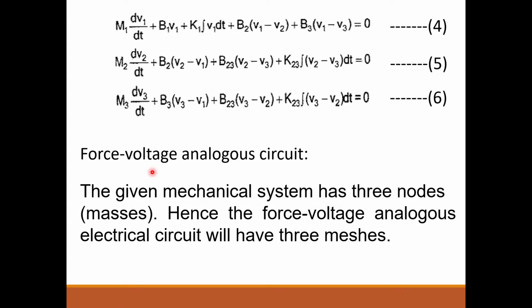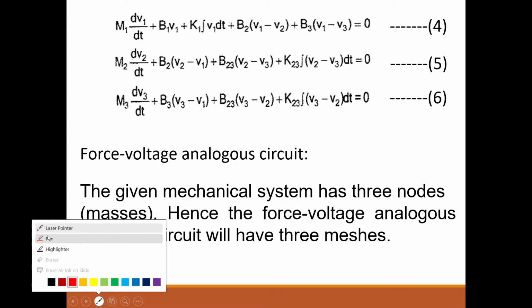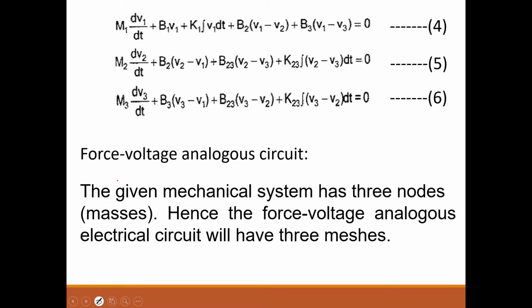So the force voltage analogous circuit. What we have to do is write down the electrical analogous elements first of all. For the given mechanical translational elements, you must write down the electrical analogous elements. First of all, look at the given mechanical system and see how many masses are there. A total of 3 masses are there in the given mechanical system.